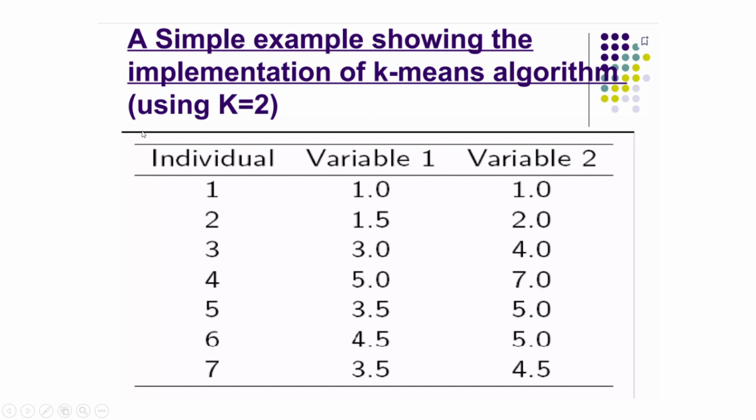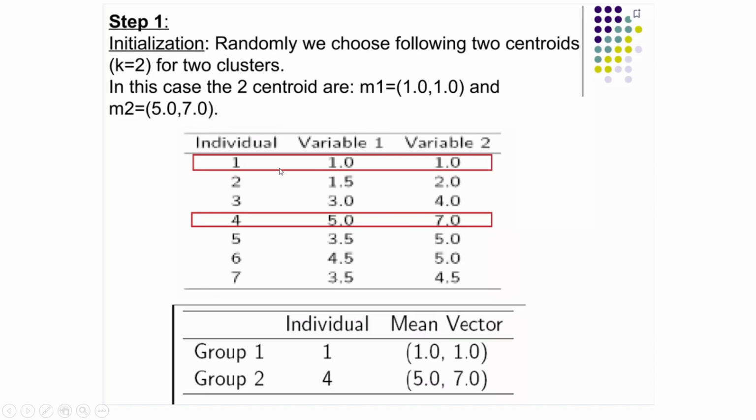Here I am taking the k value as 2, and this is the data set. K value 2 means we need to take two centroids. So we randomly choose two centroids from the given data set. I am choosing individuals 1 and 4. We will take the attributes of the chosen objects as the centroids. So I'll take m1 equal to variable 1 and variable 2 of the first individual, and m2 as 5 and 7 of the fourth individual. So we will group according to the centroids in the given example.